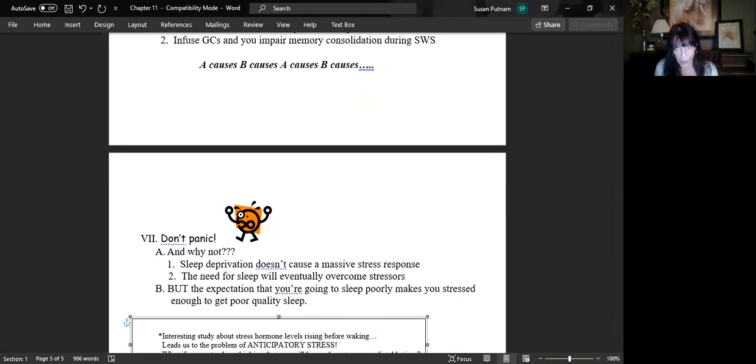Don't panic, Sapolsky says. Why not? Because sleep deprivation doesn't cause a massive stress response. Although that may be true, I'm just thinking that night after night after night, you get enough of it, it's going to accumulate. But the need to sleep will eventually overcome the stressors. But here is a very interesting point, and I am sure that many of you can relate. The expectation that you're going to sleep poorly makes you stressed enough to get poor quality sleep. Talk about A causes B causes A causes B.